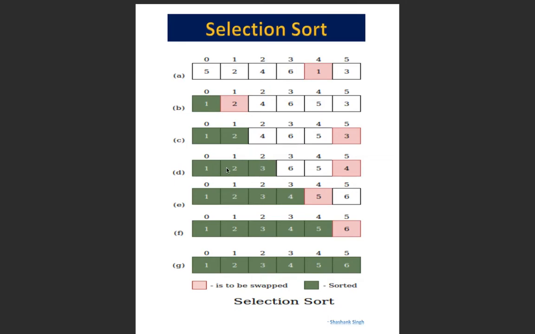So as of now, 1, 2, 3 will be in the sorted part, and 4, 6, 5, 4 will be in the unsorted part. In this unsorted part, we'll try to find the minimum element, which is 4. 4 and 6 will be swapped. 1, 2, 3, 4 will be in the sorted part, and 5 and 6 will be in the unsorted part, right? Now we'll try to find the minimum element in this unsorted part, which is 5. So we'll keep this 5 at the same position. 1, 2, 3, 4, 5 will be in the sorted part, and 6 will be in the unsorted part, right?